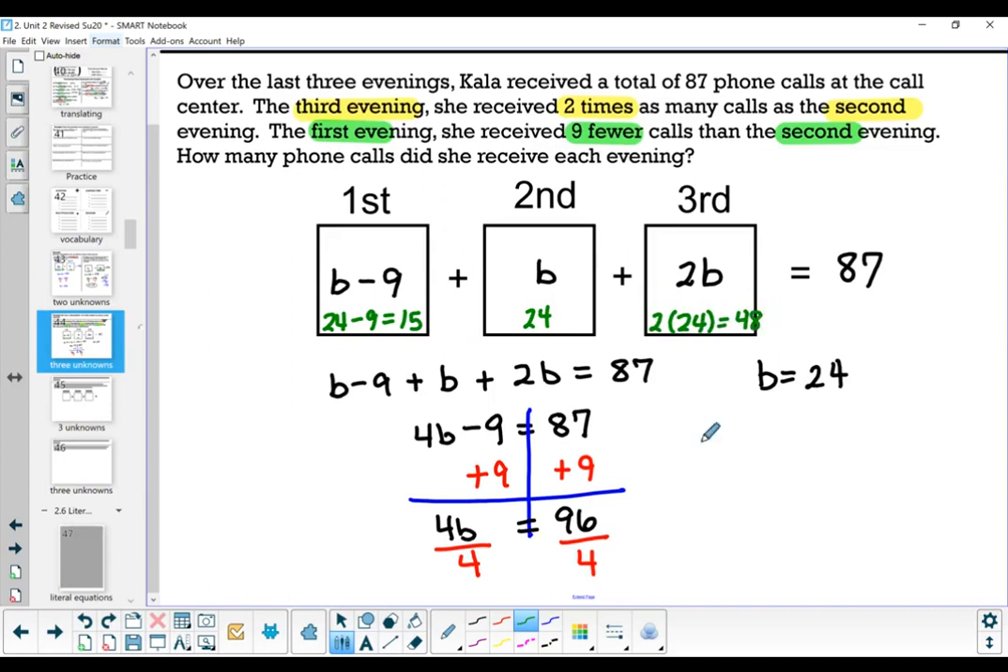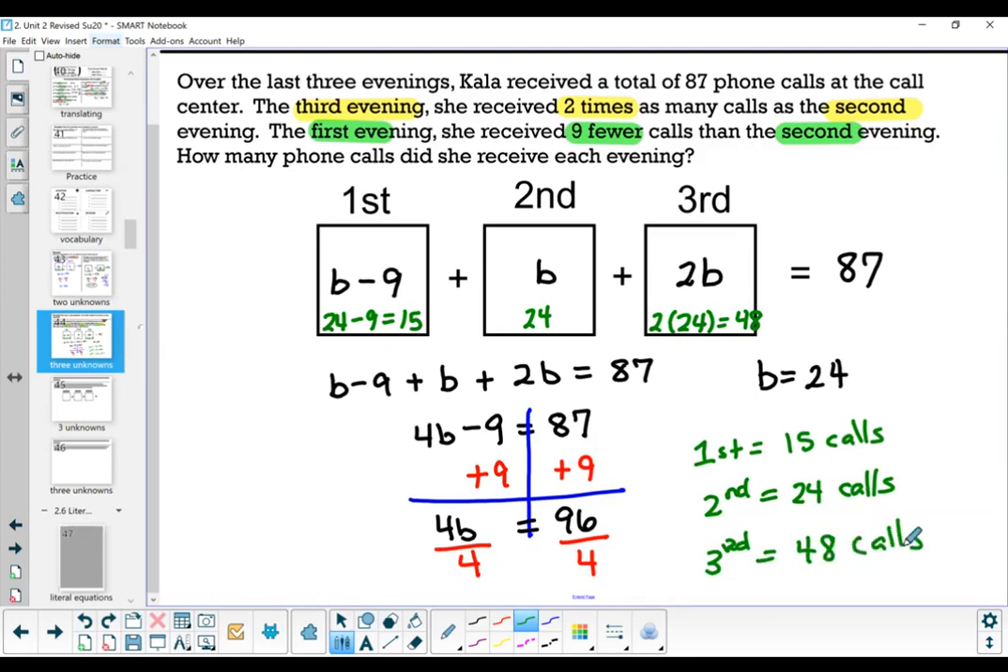All right, so for the 1st evening, we have 15 calls. The 2nd evening, 24 calls. The 3rd evening, 48 calls. And when you add these all up, you better get 87.